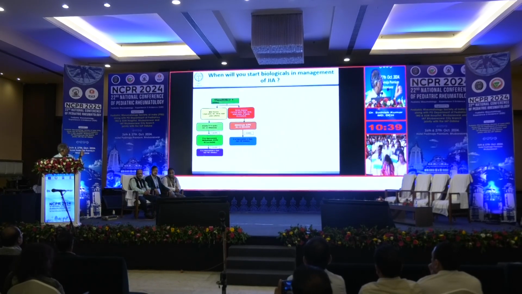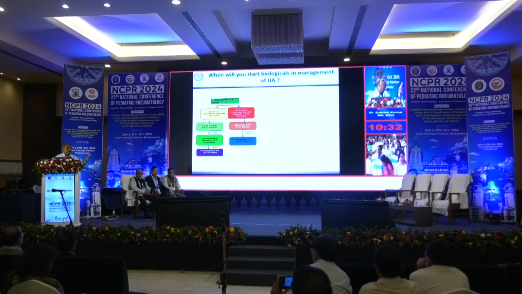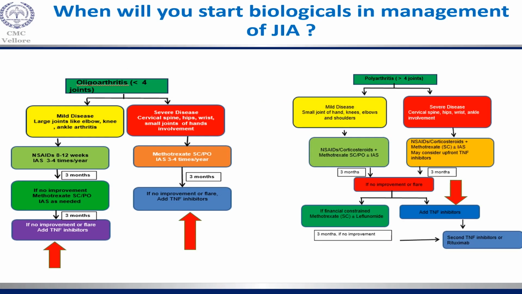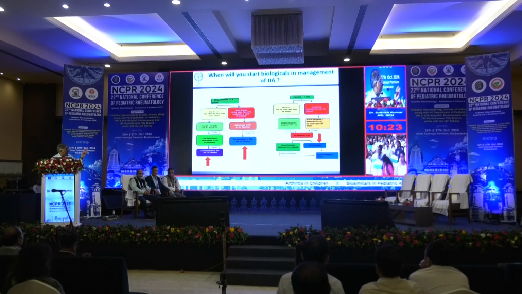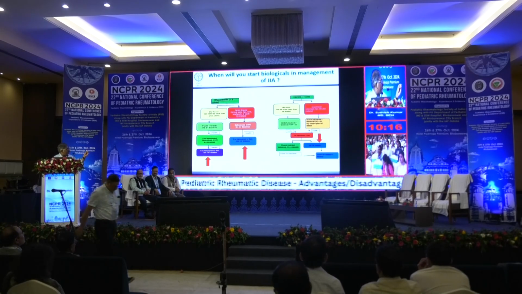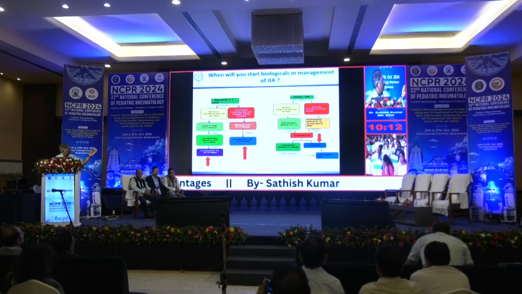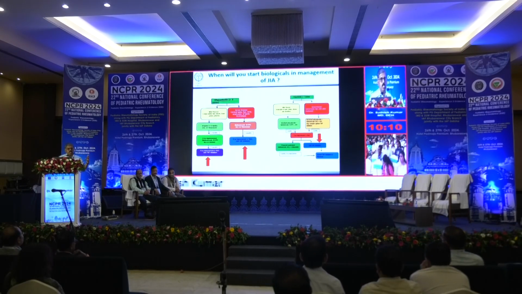If you have severe disease, cervical spine, hips, wrist, small joints involved, you start with subcutaneous methotrexate and you wait for 3 months. If the 3 months of methotrexate doesn't work, it is not going to work, you have to go to TNF alpha blocker. So for polyarticular disease, the same way, mild disease, you treat with subcutaneous methotrexate. If there is no improvement, if there are financial constraints, you can add leflunomide with methotrexate. If there is a severe disease, we should think of starting TNF alpha blockers after 3 months of methotrexate is not working.